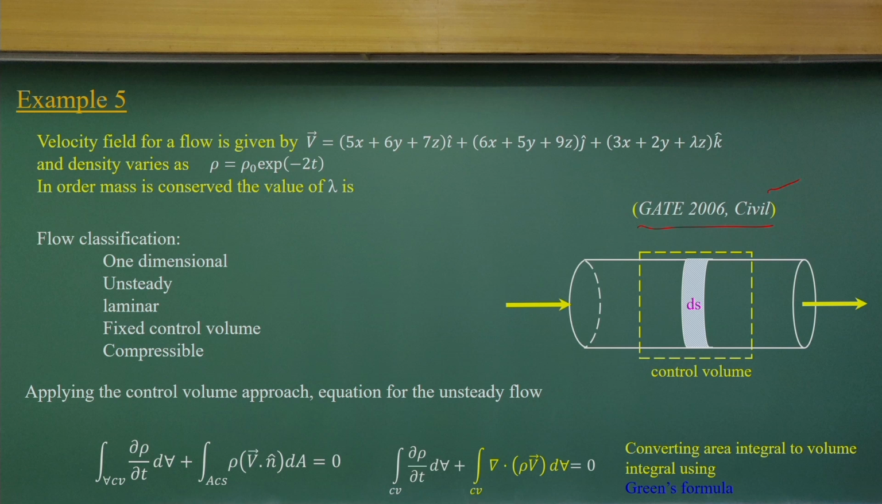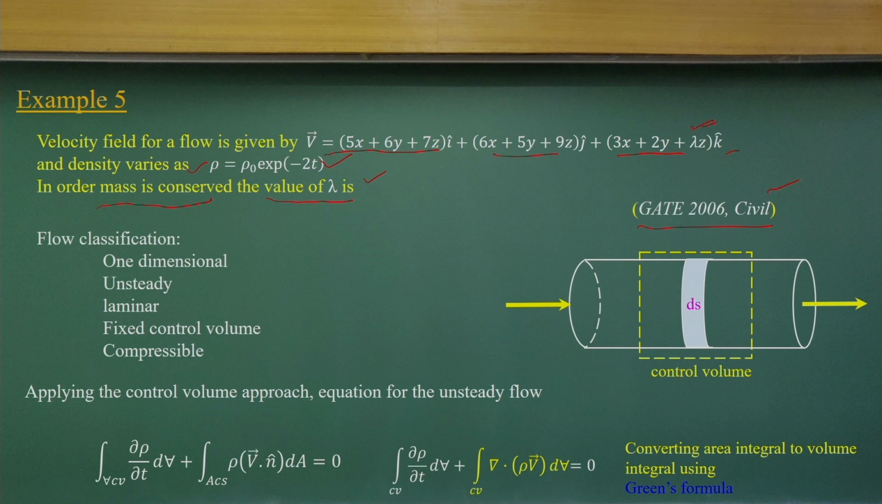In that problem, the velocity field is given. If you see the scalar components of the velocity field, there is a component lambda which is unknown to us. Density also varies with time, rho naught into exponential minus 2t, which means it is an unsteady problem. For mass to be conserved, what could be the value of lambda? That is what we need to determine.